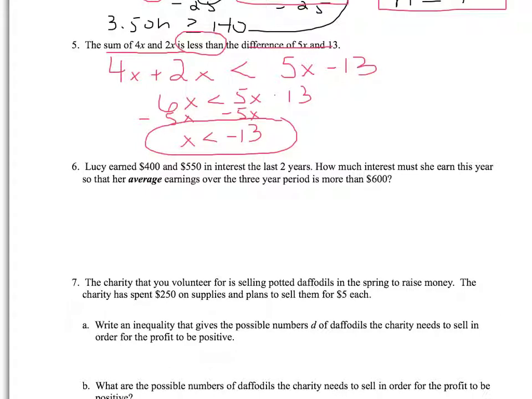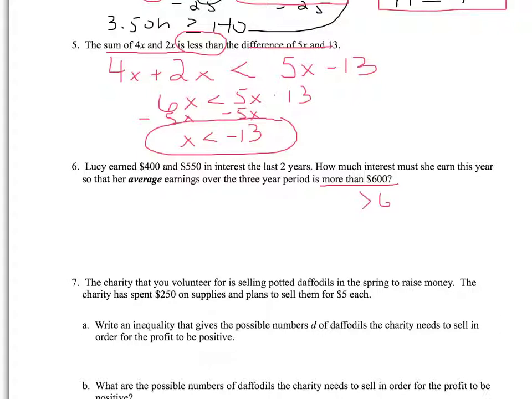Okay? All right, so for number 6 and 7, I want you to pause the video for a moment and try these on your own. Okay, so if we look at number 6, Lucy earned $400 and $550 in interest in the last 2 years. How much interest must she earn this year so that her average earnings over the 3-year period is more than 600? So if we just look right here, more than 600. It can't be 600, it has to be more.